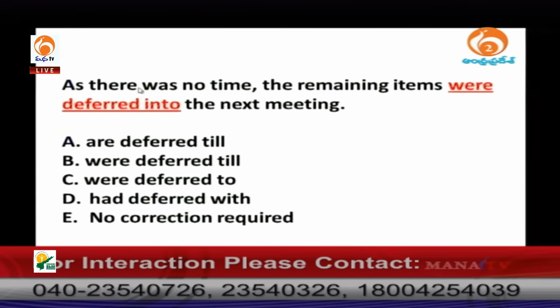If you look at the first part of the sentence, it says as there was no time. There was is past tense. If my first part of the sentence is past tense, I need to carry the past tense ahead, right? So I will use were because were is the past tense of was. Are is the present tense of is. So let me read that again: as there was no time, the remaining items were deferred till the next meeting. It was postponed, it was deferred till the next meeting. I will use option B because it's not deferred into, it's deferred till, and I will use were because it's a past tense of was.